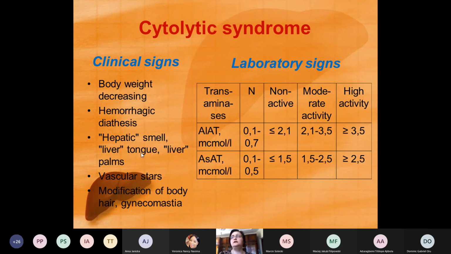Also present is liver tongue. Liver tongue is a very smooth tongue without all the papillae on the tongue, very smooth, red and bright. Liver palms will have very thin skin and be even red, we can say. Vascular stars on the skin also sometimes can be seen, but you have to understand that it's exactly indicative of liver problems. Modification of body hair, like very weak hair, and sometimes can be gynecomastia because the liver also influences hormone production.